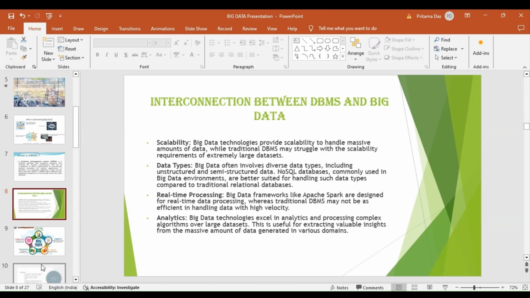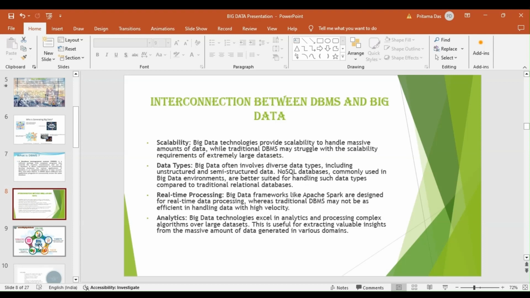Real-time processing. Big data frameworks like Apache Spark are designed for real-time data processing, whereas a traditional database management system may not be as efficient in handling data with high velocity. Analytics. Big data technologies excel in analytics and processing complex algorithms over large datasets. This is useful for extracting valuable insight from the massive amount of data generated in various domains. So this is the difference between DBMS and big data.